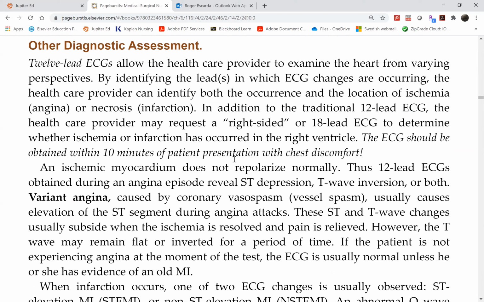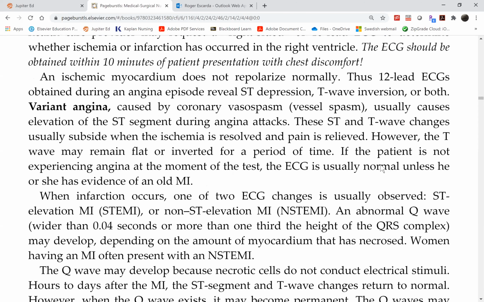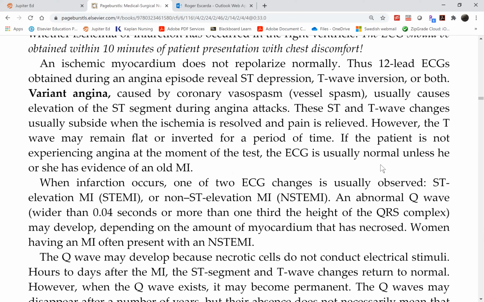So the minimum required is a 12-lead EKG. We have several types now. We have 18, 36 lead EKGs, but the minimum in order to make a diagnosis is a 12-lead EKG. In advance of next week, a 12-lead EKG gives you 12 different views of the heart.